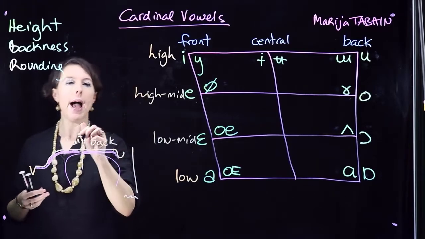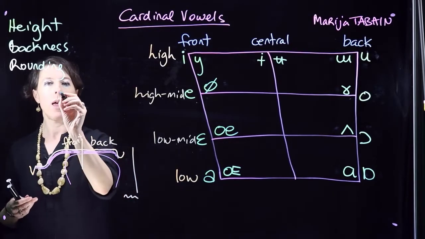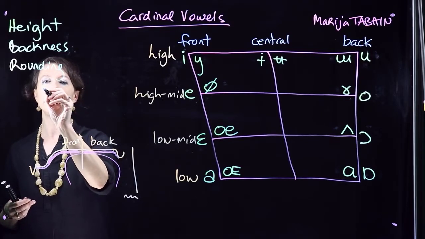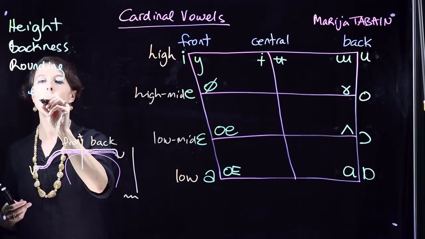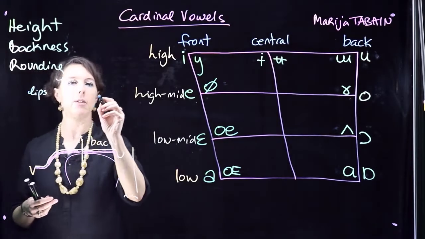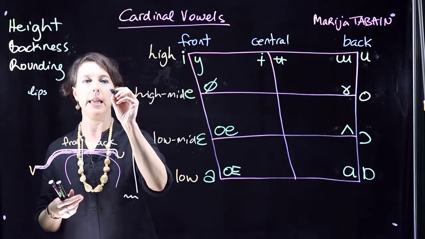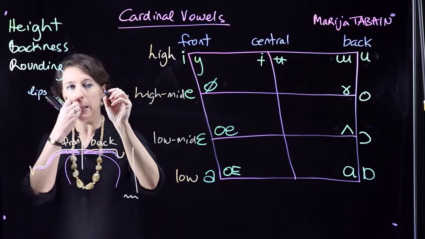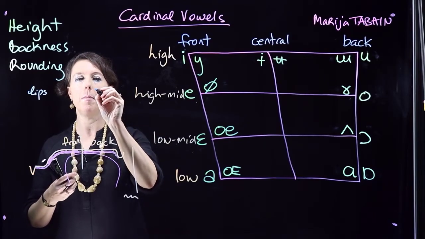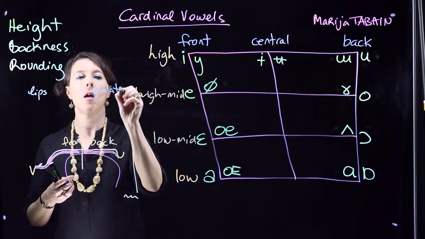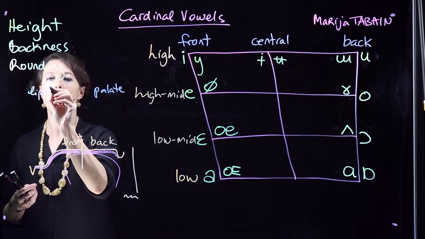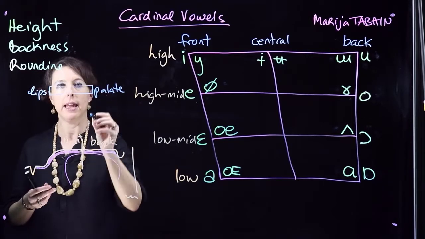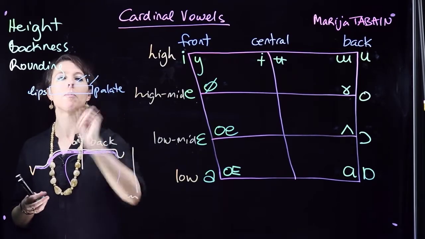So if you have a vowel in the primary cardinal vowels, what we've got is unrounded lips and a palatal constriction here. Lips and palate. And so this is going to be our tube from the lips to the palatal constriction for, say, a vowel like E.